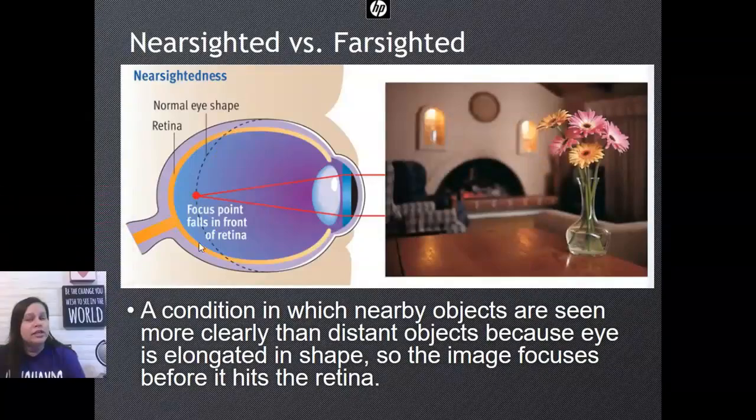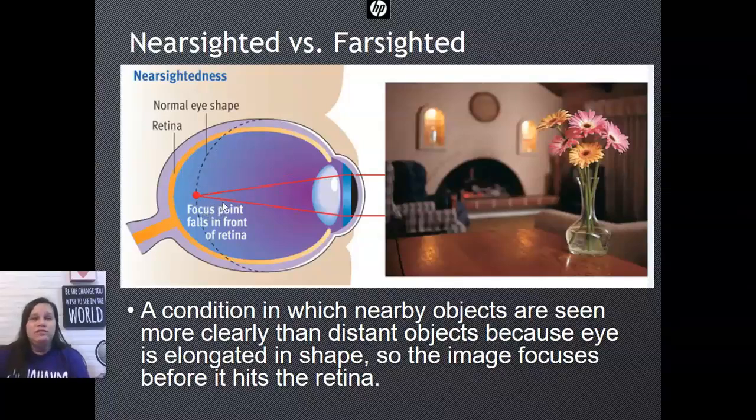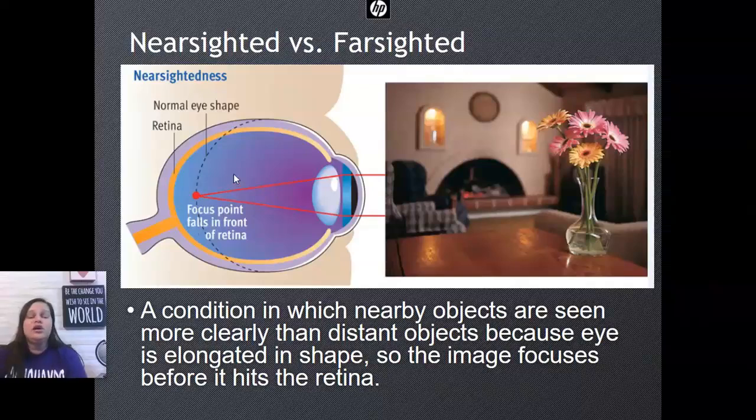What about nearsighted versus farsighted? These actually have to do with the shape of the eyeball. If you do not wear glasses at all, if you've got perfect vision, well, you also have perfectly shaped eyeballs. So good for you. But lots of people don't have that, and this can actually change over time. People who are nearsighted have an elongated eyeball, and that causes the focus point to fall in front of the retina rather than directly on the retina. So this causes them to see faraway objects as blurry.